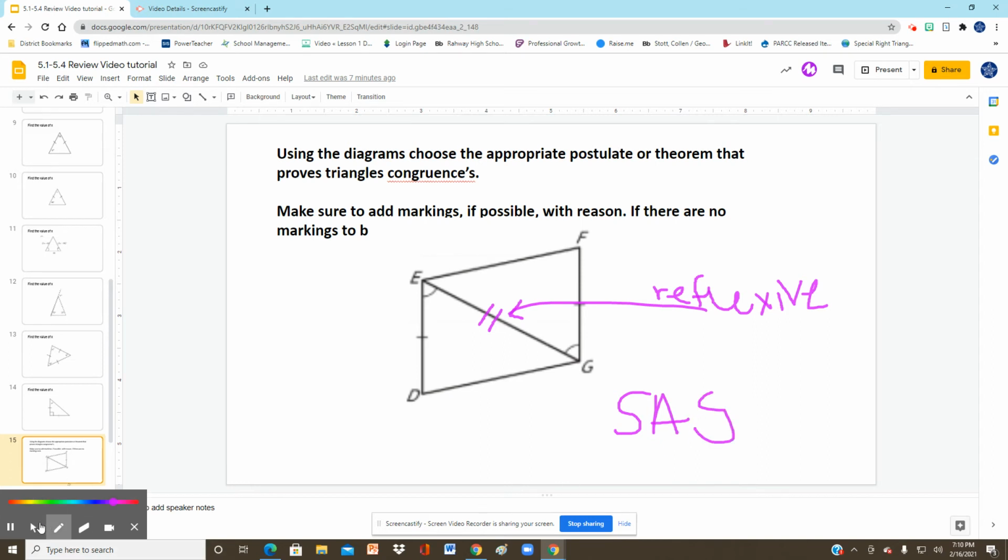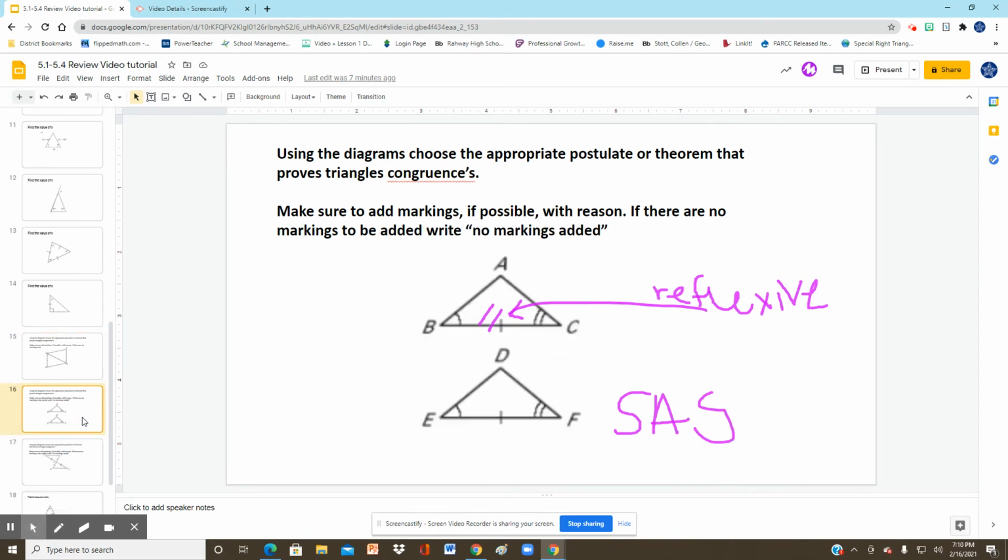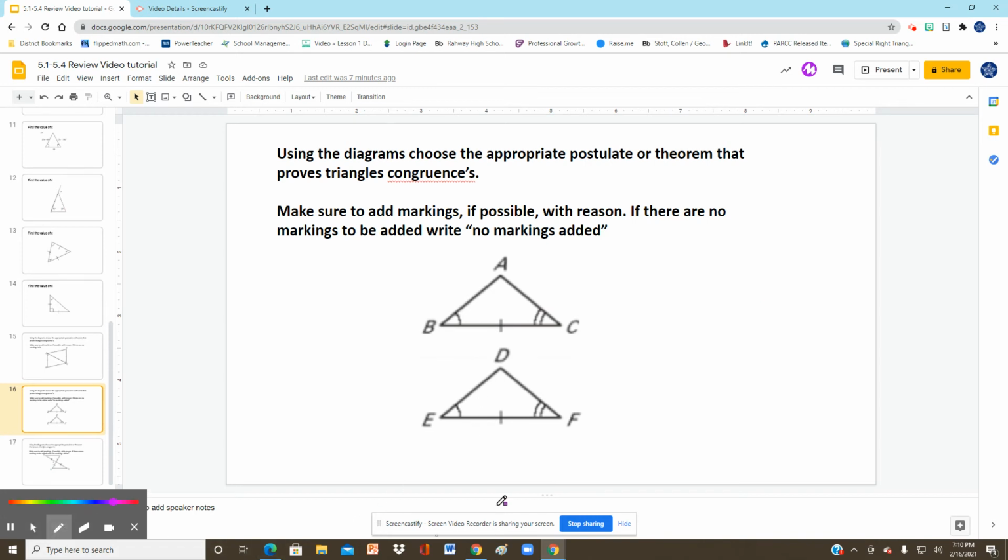All right, going into the next example of the same material here, I cannot add any markings to this picture to help me get SAS. Here it spells out an angle, a side, an angle. So this is a no, or not SAS.